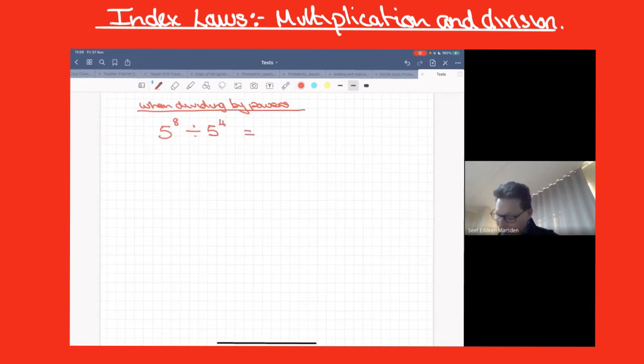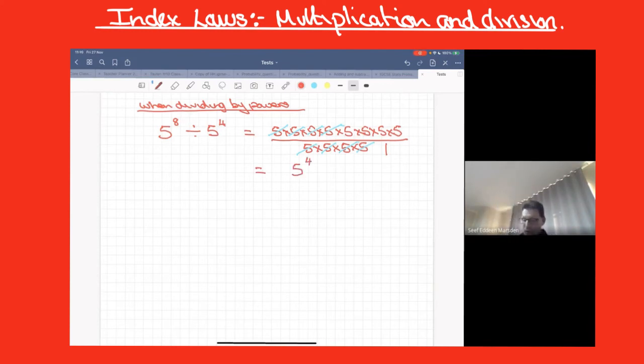Well, that is equal to 5 times 5 times 5 times 5 times 5 times 5 times 5 times 5 divided by 5 times 5 times 5 times 5. So that will cancel with that, that will cancel with that, that will cancel with that, that will cancel with that. Remember, there is still 1 left on the bottom. So that is equal to 5 to the power of 4.